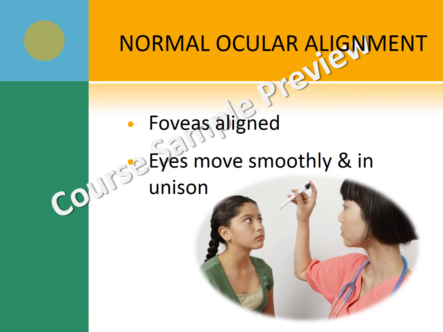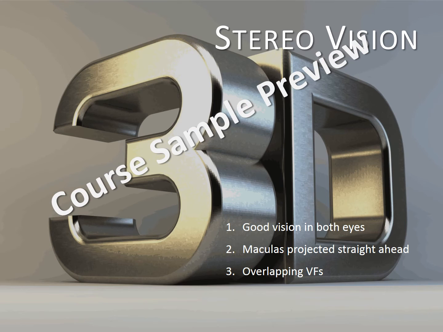When all the extraocular muscles are working properly, the eyes will move smoothly and in unison in all positions of gaze, and the foveas will be aligned. Stereo vision is a high quality of vision that gives you three-dimensionality. If you're missing any one of these 3 things, you won't have stereo vision. You must have good vision in both eyes, the maculas must be projected straight ahead, and you need to have overlapping visual fields. Monocular patients can have depth perception, but they do not have stereo vision.